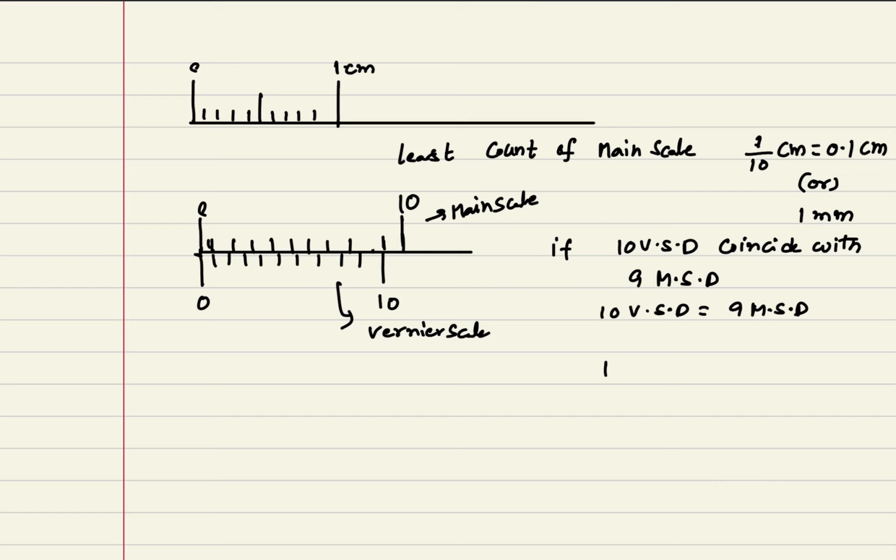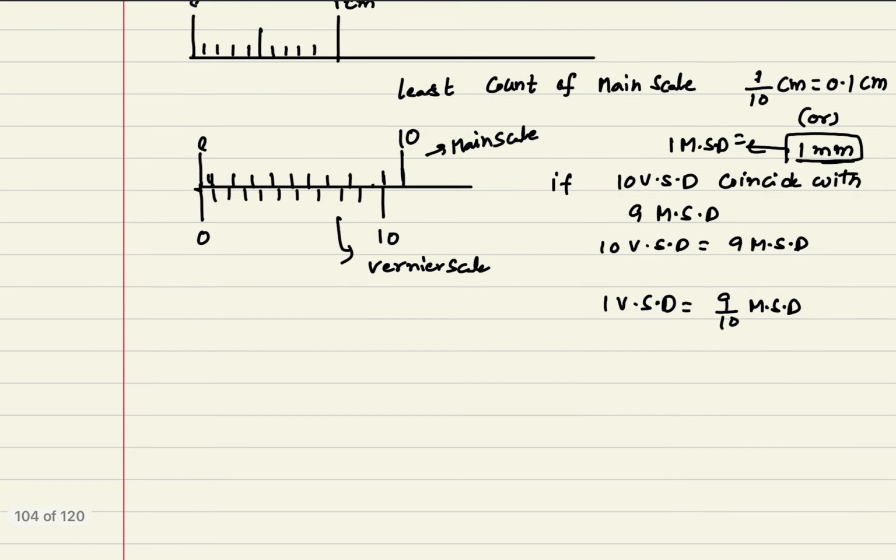Now we can see 1 vernier scale division is equal to 9 by 10 main scale division, and each division on main scale is equal to how much? 1 millimeter. This is the 1 MSD value. 1 MSD is equal to 1 millimeter. So you can write 1 VSD is equal to 9 by 10, or you can write 0.9 MSD. I will write here 0.9 MSD, that is the 1 VSD value.